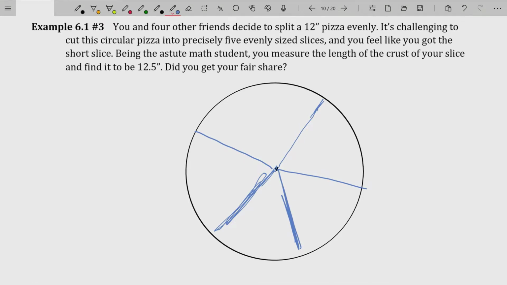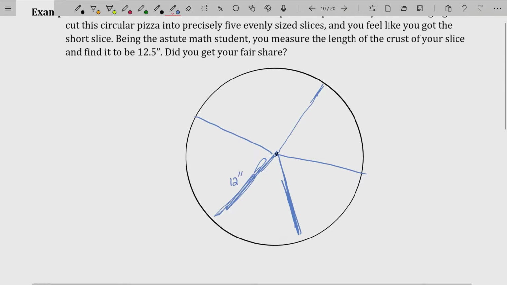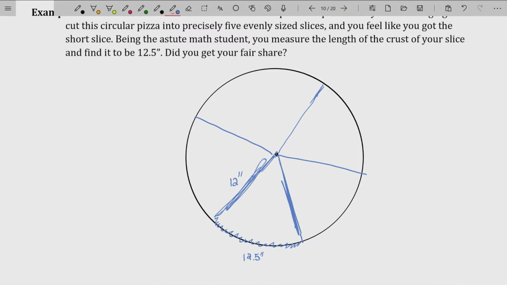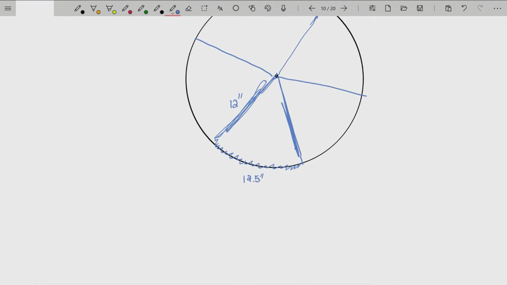So being the astute math student and knowing this is a 12-inch radius pizza, you measure the length of the crust of your slice, this crust right here, and you measure it out using a non-rigid tape measure to be 12.5 inches. And the question is, did you get your fair share? In other words, did you get 1/5 of that pizza? Well, remember, arc length should equal radius times angle, and the angle is in radians. Well, the arc length here is 12.5 inches. The radius is 12, again, inches, and we don't know theta.